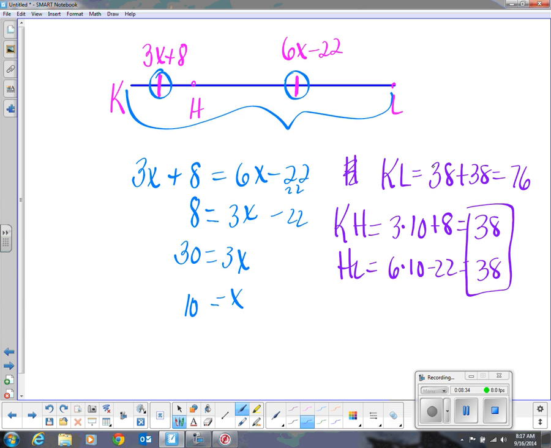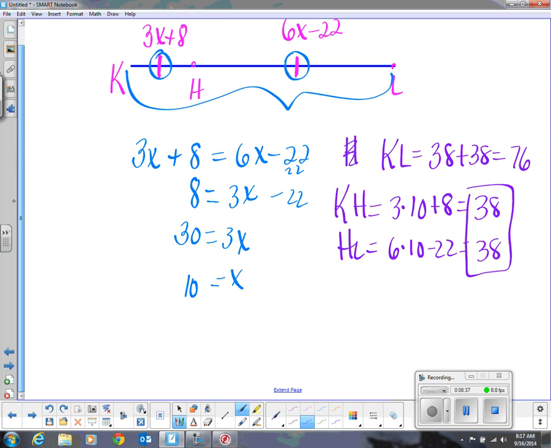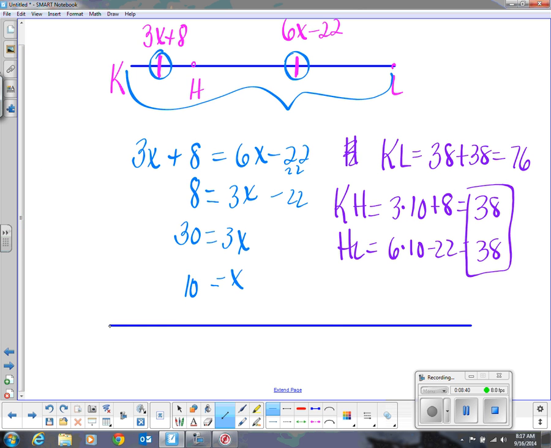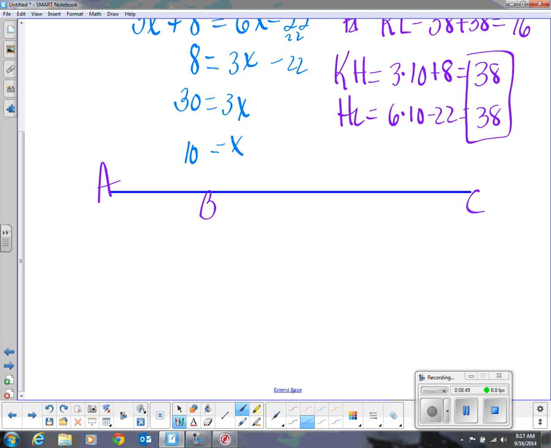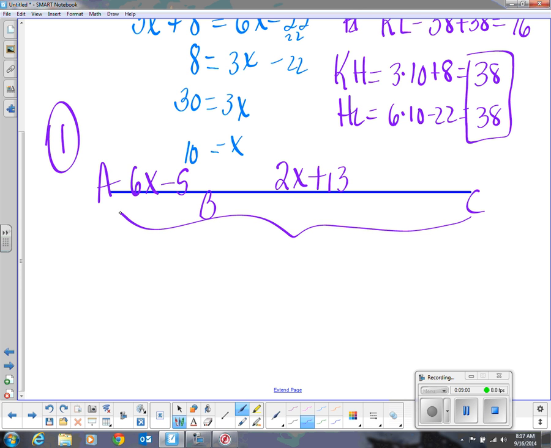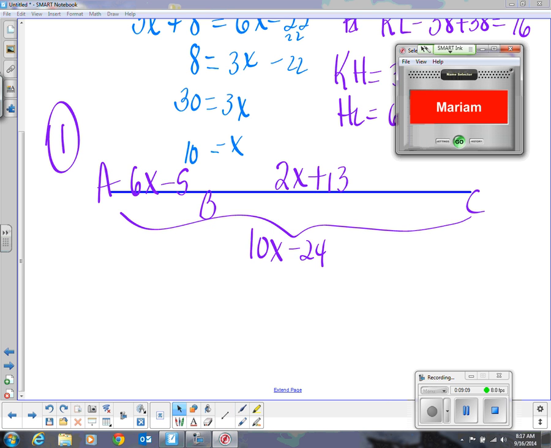Yes, ma'am. Number 1. Now, number 1 is different than this in that I did not give you a midpoint. We've got A, we've got B, and we've got C. In number 1, they told us that AB is 6x minus 5, BC is 2x plus 13, and AC was 10x minus 24. No mention at all of midpoint, so you can't assume midpoint. So, Stephanie, what's your equation going to be?